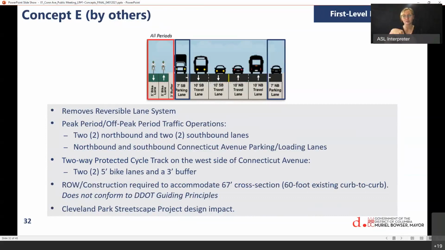However, the fatal flaw of this concept is that it does require DDOT to move outside of the 60-foot curb to curb. And that does not conform to the guiding principles of the project and also would conflict with the Cleveland Park streetscape design further along the corridor. And then I'm going to turn it over to Michael to discuss the evaluation criteria.